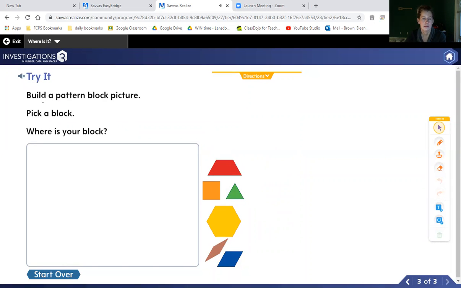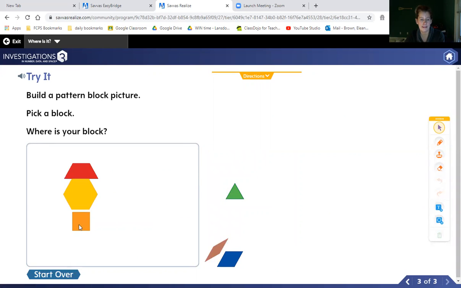Try it. Build a pattern block picture. Pick a block. Where is your block? Drag shapes to build a picture. To rotate a shape, tap and hold a corner and drag in a circle. Tap the Start Over button to clear the workspace. Okay. So you could also either play this by yourself or play Match Mine with this. And I'll show you that in just a bit.